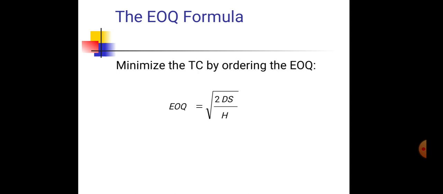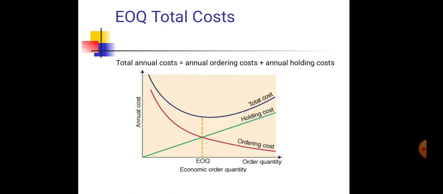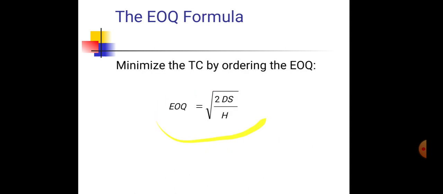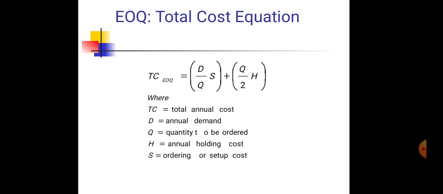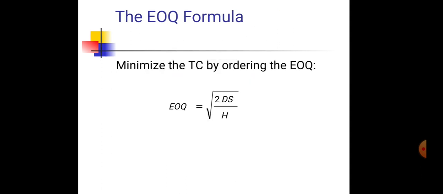Then what is EOQ? From this graph itself you can find EOQ, and this is the formula for economic order quantity. EOQ equals the square root of 2DS divided by H, where D is demand, S is ordering or setup cost, and H is holding cost. So in this way you can calculate EOQ.